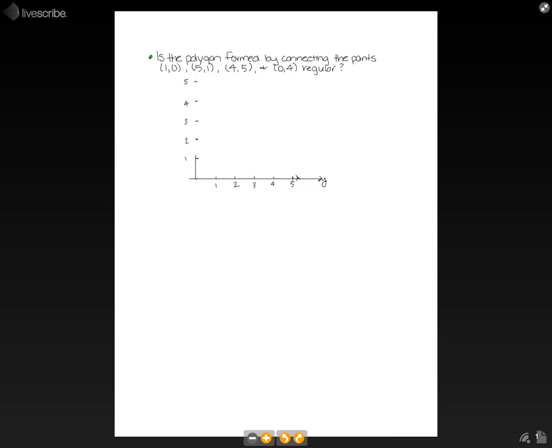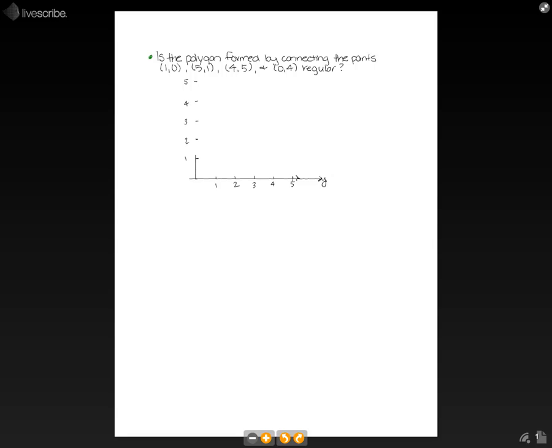In this pencast, we're going to be finding if a polygon is regular or not. The question asks us, is the polygon formed by connecting the points (1, 0), (5, 1), (4, 5), and (0, 4) regular? The first thing we need to do is remember what it means to be a regular polygon. A regular polygon is a polygon with all sides and all angles equal.